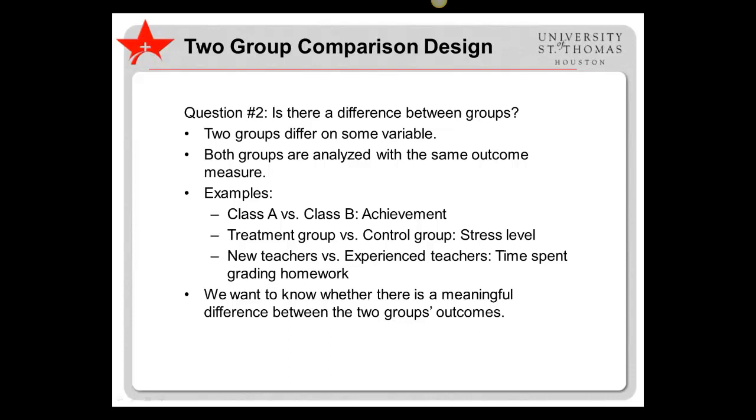The next research question we might ask is, is there a difference between groups? In a two-group comparison design, two groups differ on some variable. Both groups are analyzed with the same outcome measure. For example, does Class A differ from Class B in terms of their achievement? Does the treatment group differ from the control group in terms of stress level? Do new teachers differ from experienced teachers in terms of the time they spend grading homework? In each case, we want to know whether there is a meaningful difference between the two groups' outcomes.